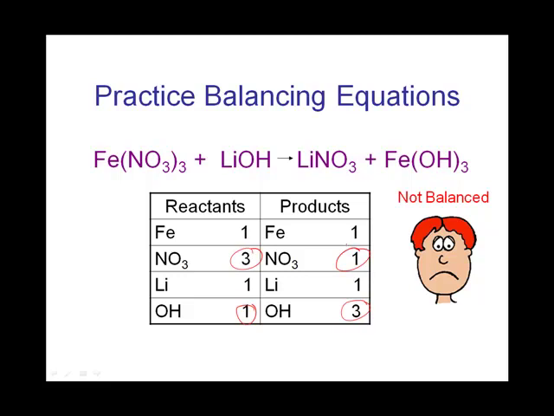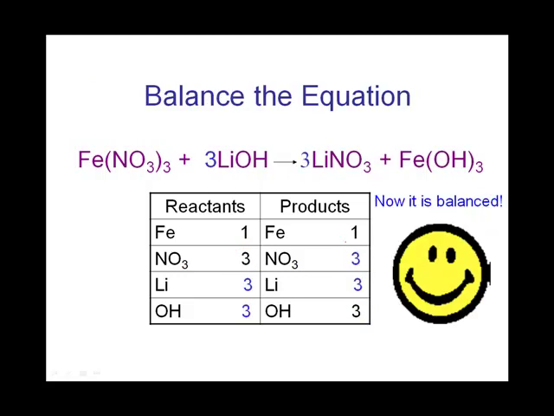So how do we balance this? What we do is we're going to add coefficients. Again, I want you to pause the video and see if you can figure out what coefficients need to be put in front so that the numbers of reactants and products remain the same. Taking a look here, if we add a coefficient of 3 on LiOH, lithium hydroxide, and lithium nitrate, we get our numbers to be balanced.